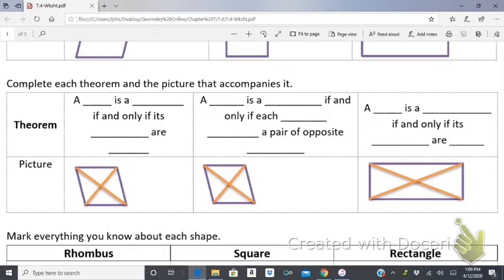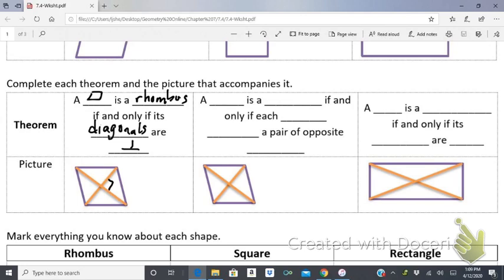The next part is theorems. So with these theorems, these are just things that you have to know. Okay? I would focus more on the pictures than on the actual words. But a parallelogram is a rhombus if and only if its diagonals are perpendicular. So that means if you know something is a rhombus, you know those things cross at a 90-degree angle. Okay? So every diagonal in a rhombus crosses at 90 degrees.